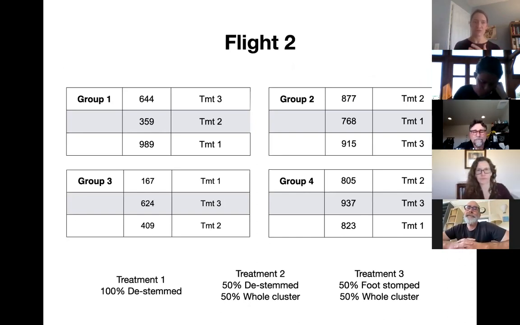That's the foot stomped whole cluster. 359 was treatment 2. That's kind of the 50-50. And 989 was treatment 1. That's our 100% destemmed fruit.